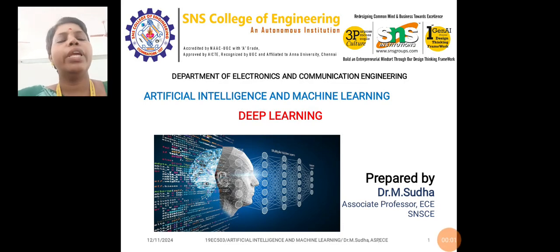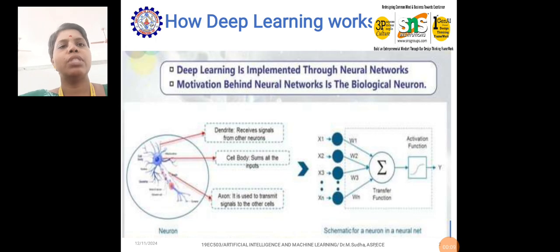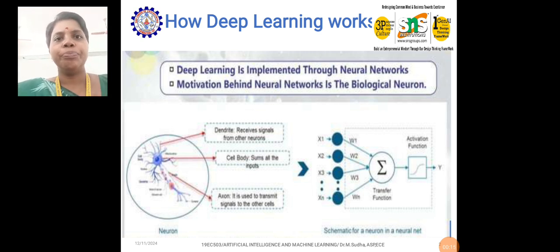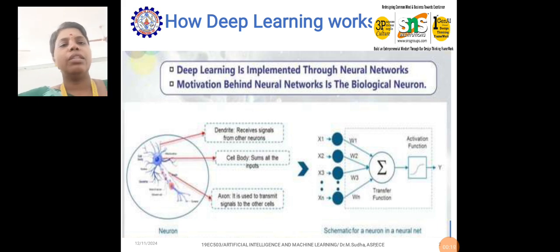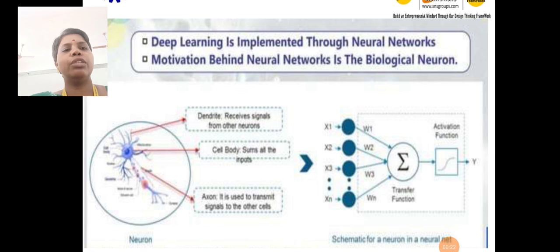Dear students, good morning. This is the extension of the previous session that we updated here in deep learning. We are going to see how deep learning works. We are speaking about deep learning and its concepts, but we need to be precise about how it works. Here, deep learning is implemented through neural networks.